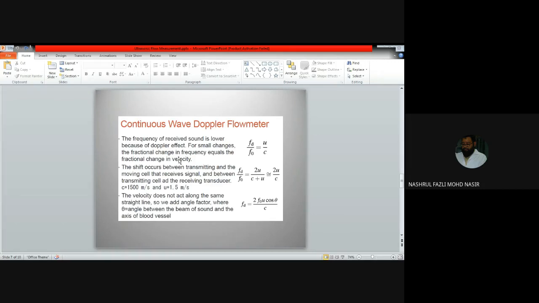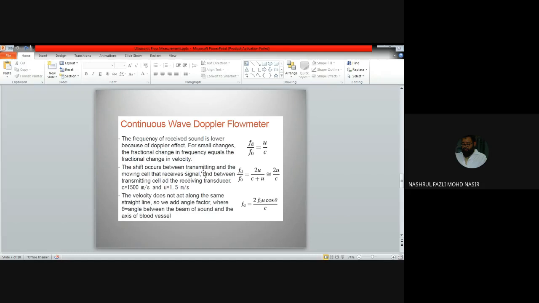I told you about the C. For a continuous wave Doppler flow meter, the frequency of received sound is lower because of the Doppler effect. For small changes, the fractional change in frequency equals the fractional change in velocity. So you have this equation: Fd divided by F naught equals u over c. Here I told you about the C.